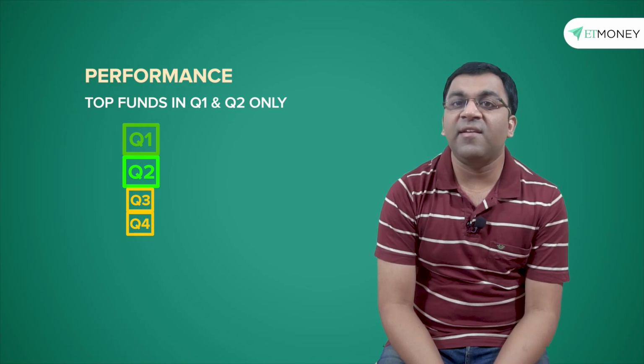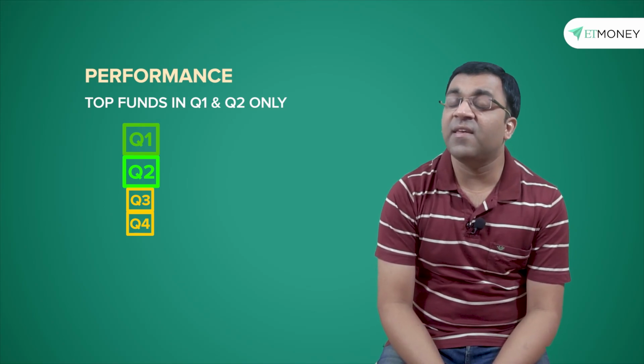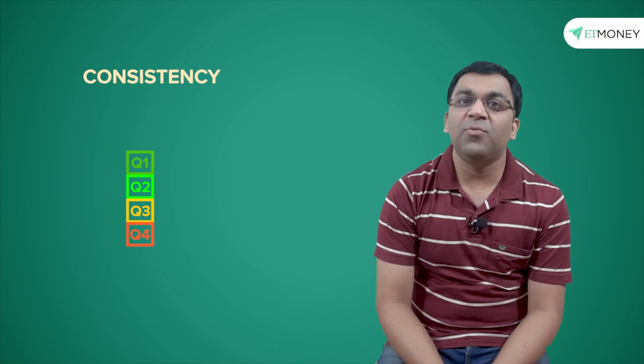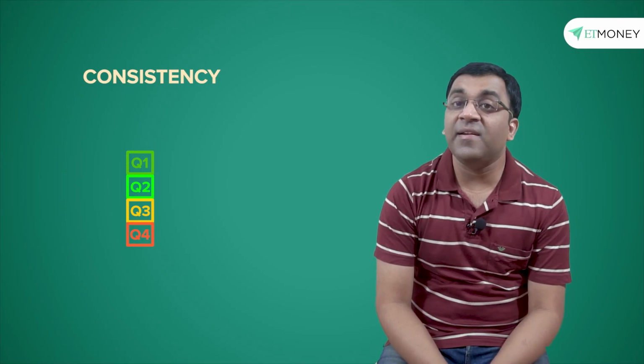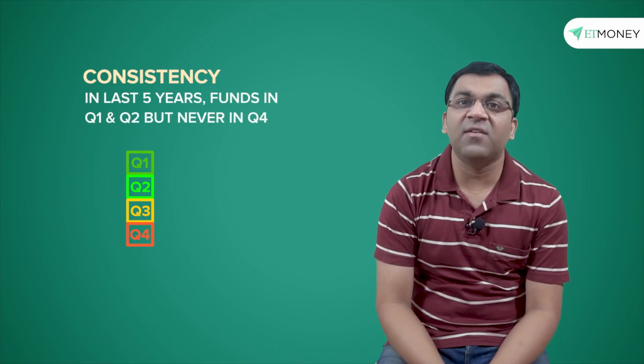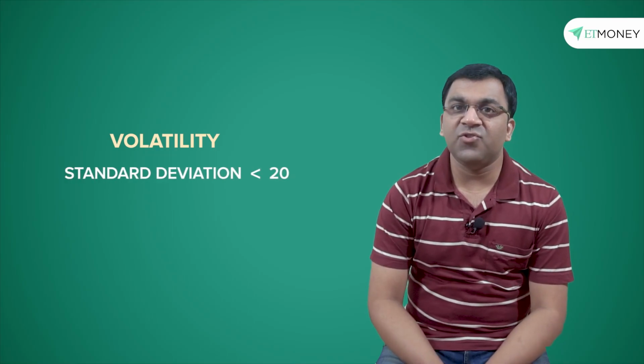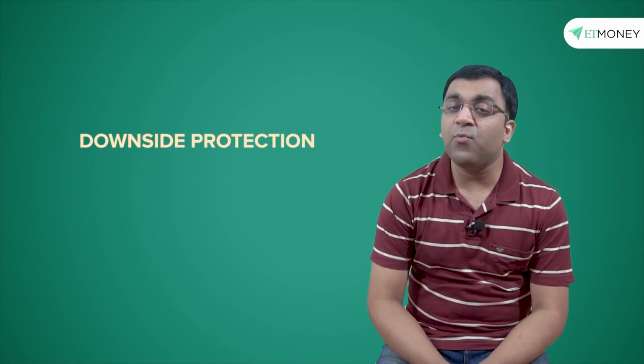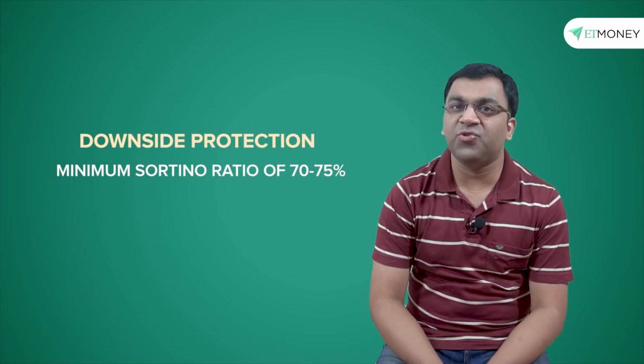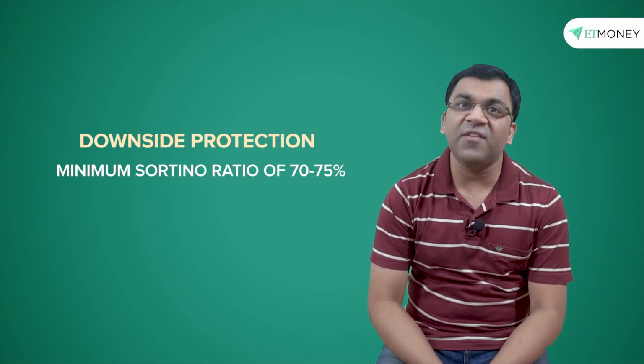Similarly, you can develop criteria for other variables. For instance, in the case of consistency, you might want to look at funds that have spent at least 4 of the last 5 years in Q1 or Q2, but have never been in Q4 in any of the last 5 years. With volatility, you are obviously looking for below average volatility. So maybe you can define it as a standard deviation of less than 20. And in terms of downside protection, you may want to affix a minimum Sortino ratio of say 70% or 75%.